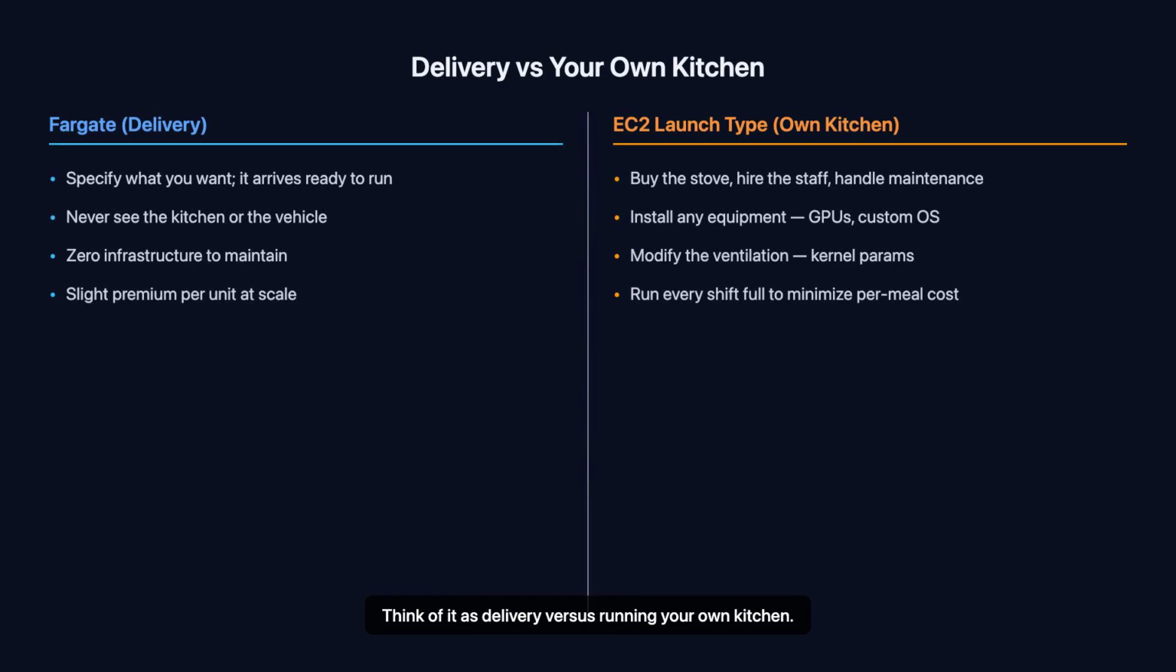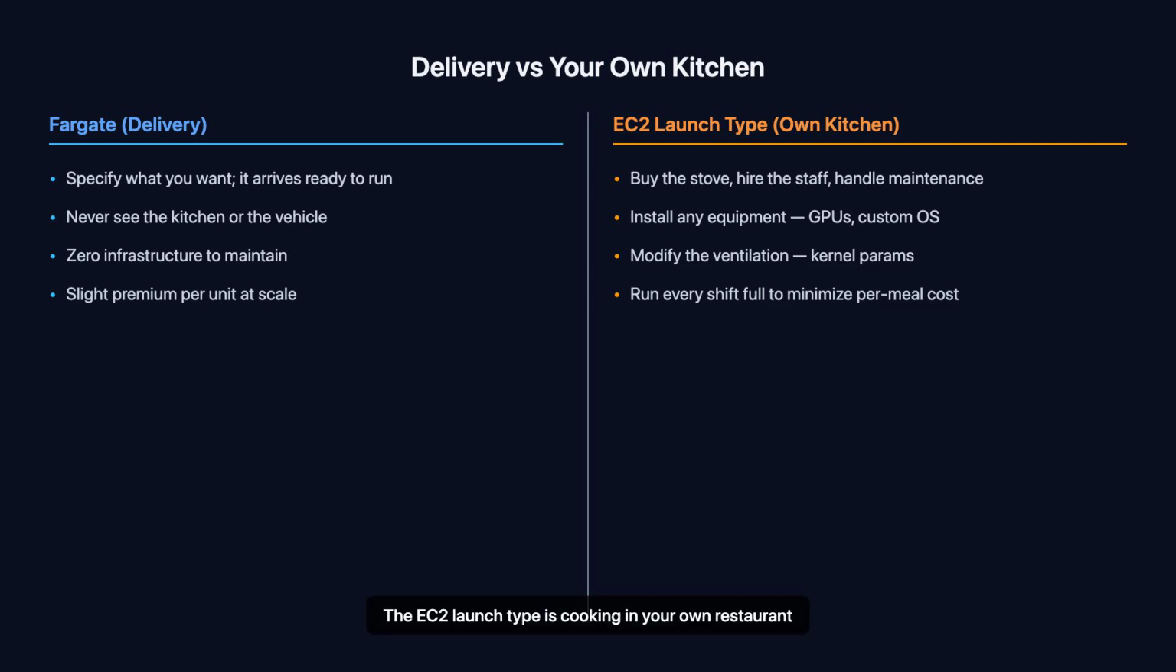Think of it as delivery versus running your own kitchen. With Fargate, you order what you want, so much CPU, so much memory, this image, and it arrives ready to run. You never see the kitchen or the delivery vehicle. Zero infrastructure to maintain at a slight premium per unit when you're running flat out.